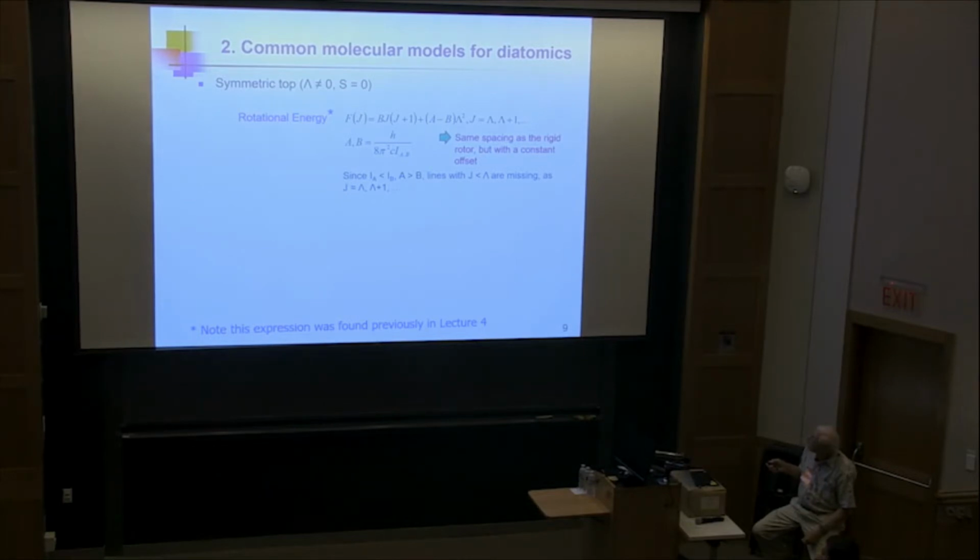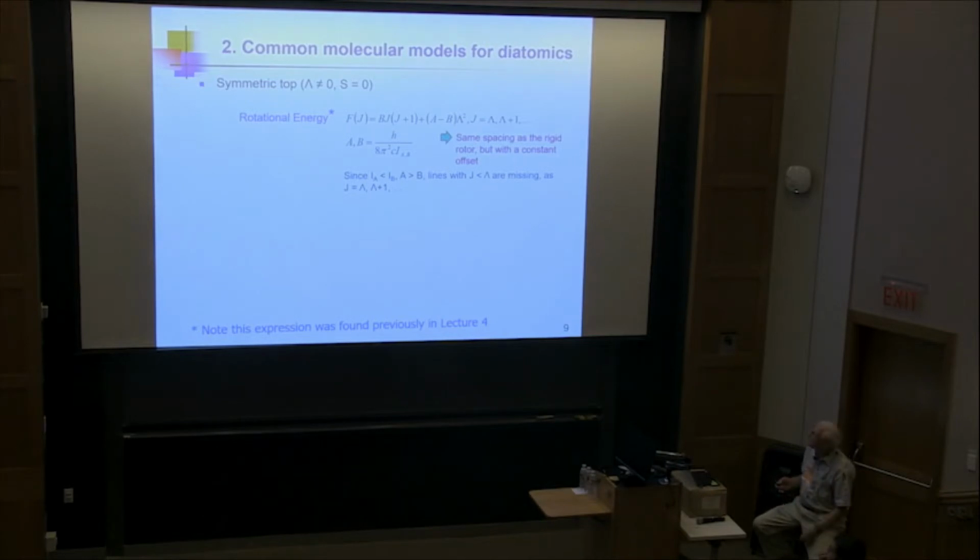So since the moment of inertia about that axis is small, A is actually the big number. And we don't have a physical interpretation of the moment of inertia about A. But it has an effective value that shows up in the spectra. Turns out it's a big number.